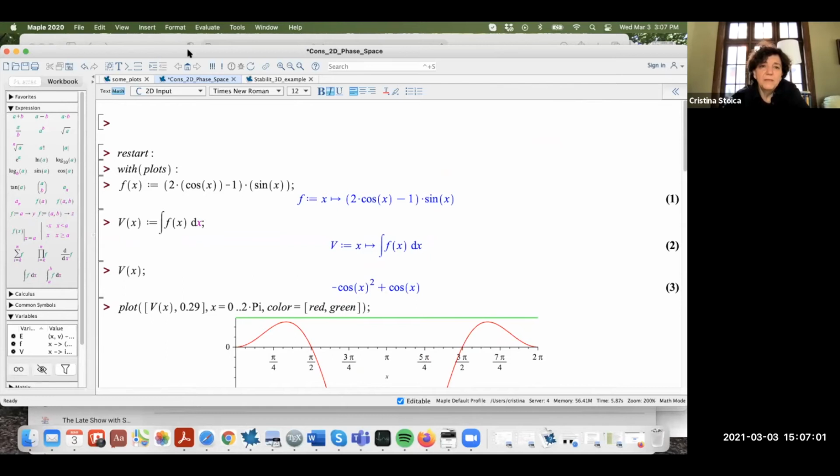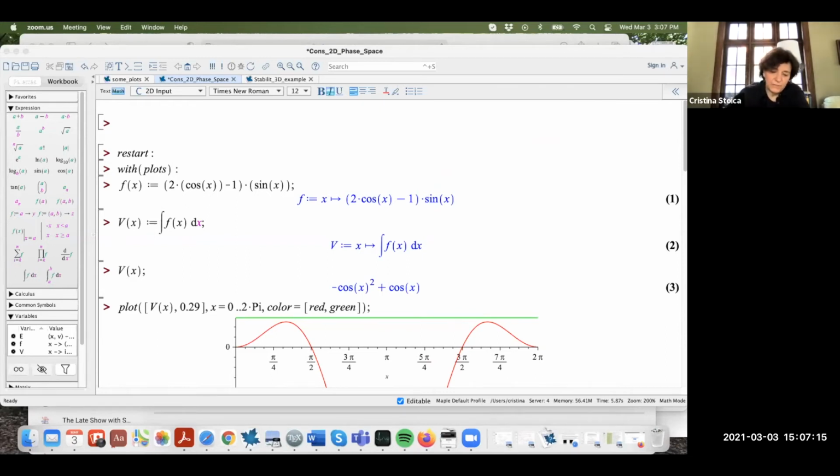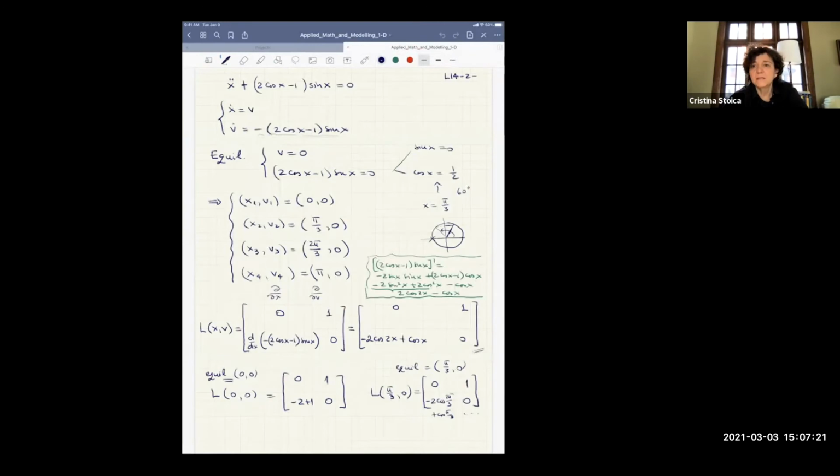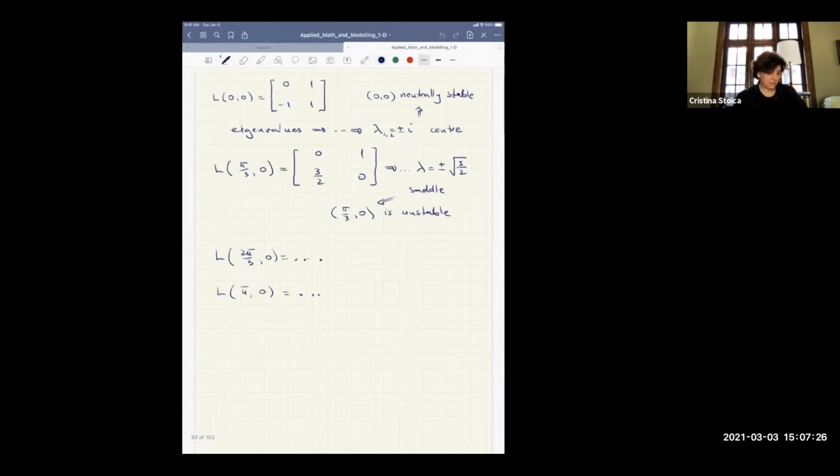So I'm doing this because I'm encouraging you to use the computer if you have to. That's the thing. Okay. Good. Okay. So with these pictures, and with this being said, I'm going to move on to talk a little bit about equilibria and stability in systems that are higher dimensional than 2 by 2.